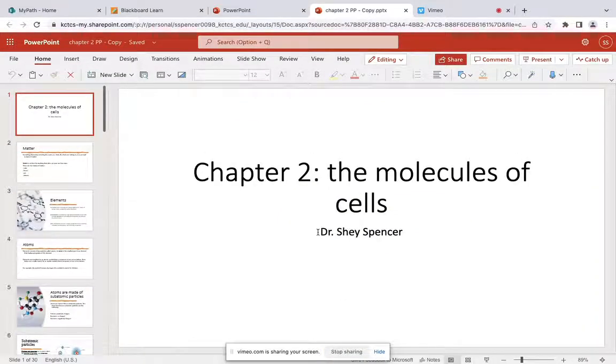This is chapter 2, molecules of cells. We'll just briefly try to go through this, try to keep it as short as possible. I'll highlight the important things that'll be on the exam.